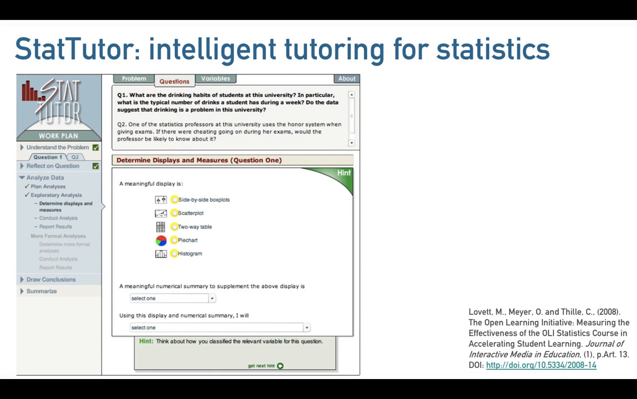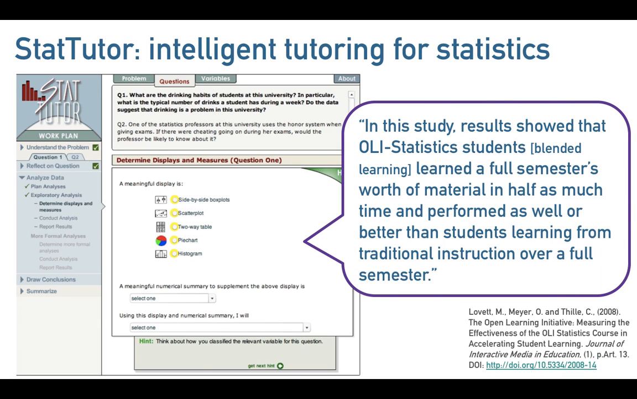StatTutor. These were university students going through a statistics tutorial, and then every now and then they'd have a face-to-face coaching conversation in a tutorial group. Okay, students using this learned a full semester's worth of material in half the time and performed at least as well, if not better, than students learning in a traditional way. That's pretty impressive. Okay?